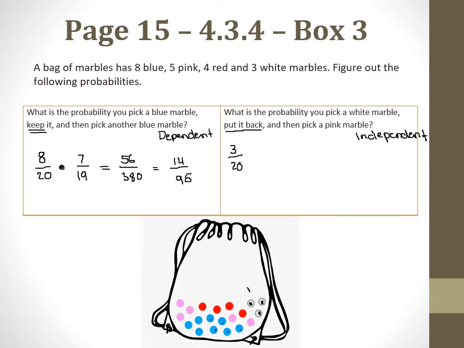So I pull the white marble, then put it back in. It's still sitting right there. And now if we're looking for the probability of pulling a pink marble, there are 5 of those out of 20 in the bag. So 3 times 5 is 15, 20 times 20 is 400, and those are both divisible by 5, which gives us a 3 out of 400 divided by 5, which is 80. So this is a 3 out of 80 chance that you would pick white, put it back, and then pick pink.